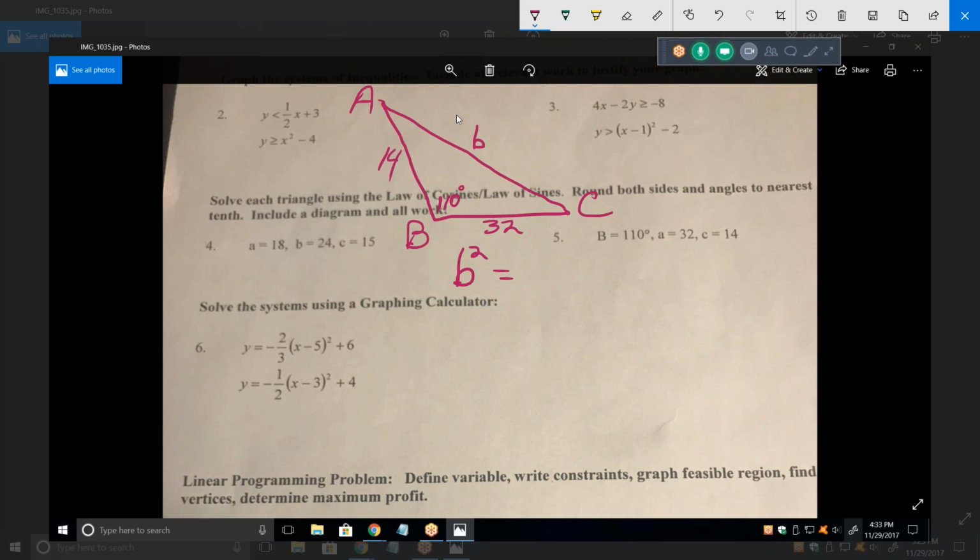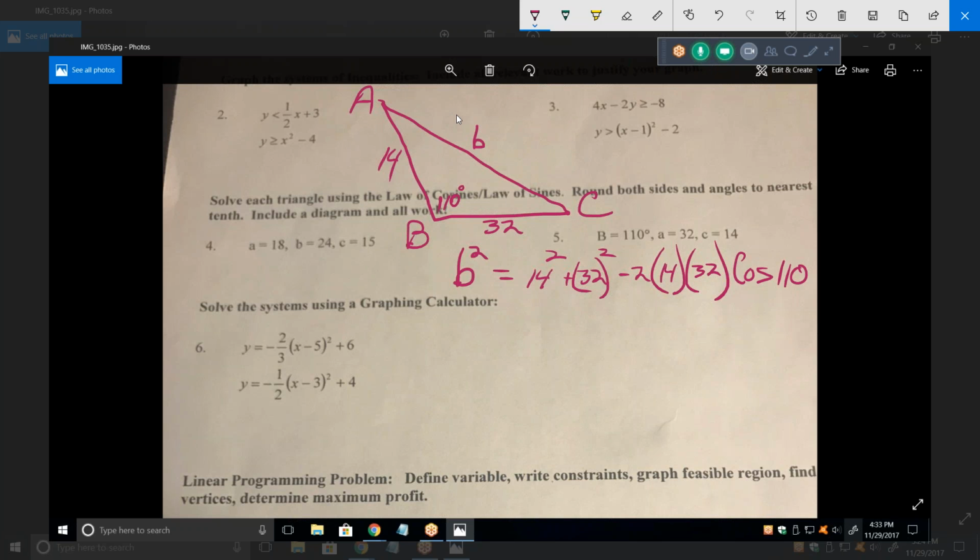Don't do it on your calculator. Let's just write it. In other words, I'm going to write 14 squared, plus 32 squared, and then minus 2 times 14 times 32, and then cosine of b. Cosine of what? What's b? Big B? Yeah, we know that. They gave it to us. So it's cosine of 110.